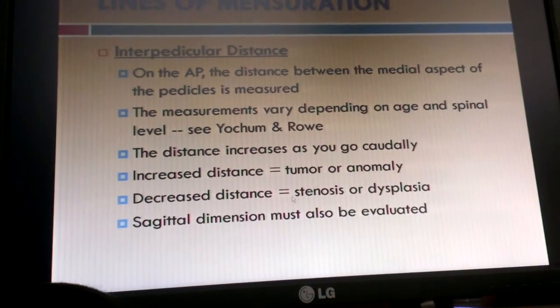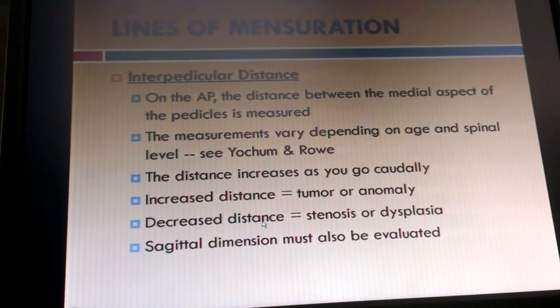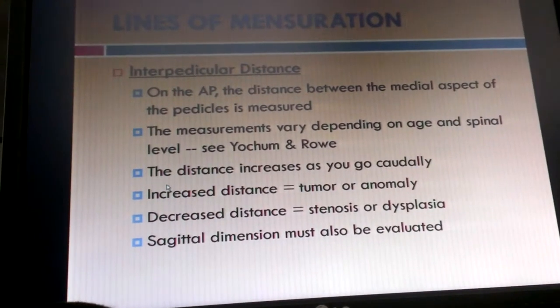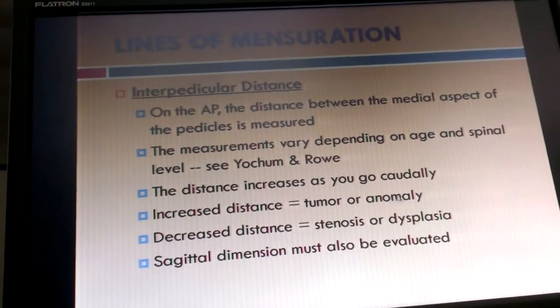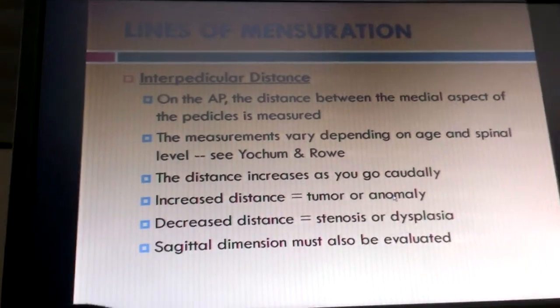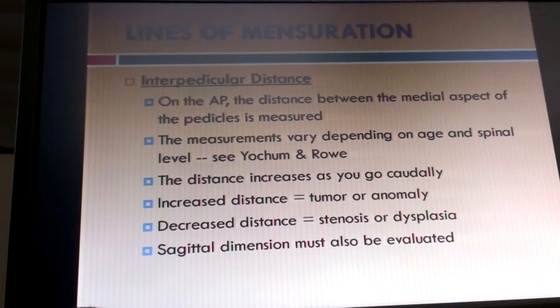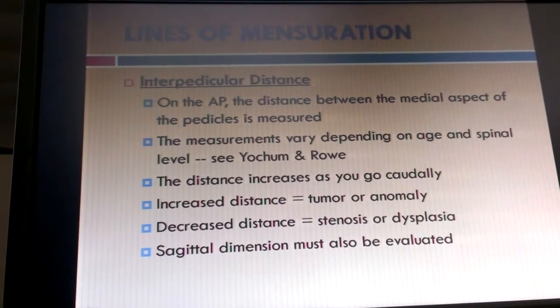So in a particular space, and this is what you really need to know here, is that the distance between one pedicle and the other, if it's increased, it's either a tumor or there's some sort of abnormality. Now, generally, the tumors are probably neurogenic tumors, something like neurofibromatosis, or some space-occupying lesion that's going to erode the pedicle.